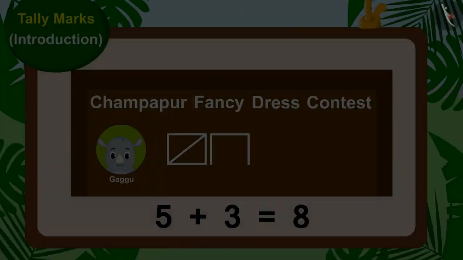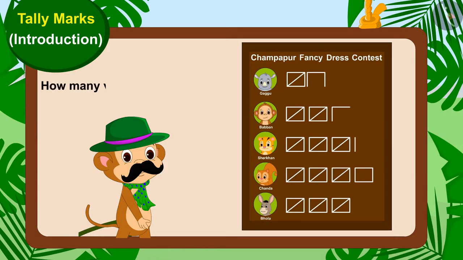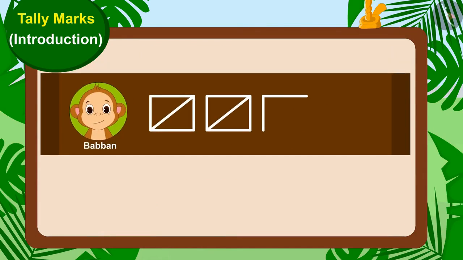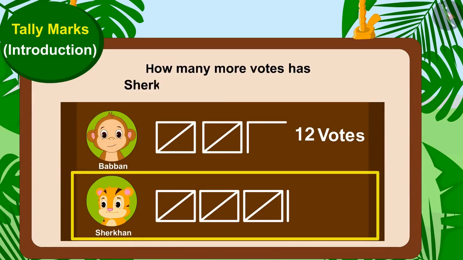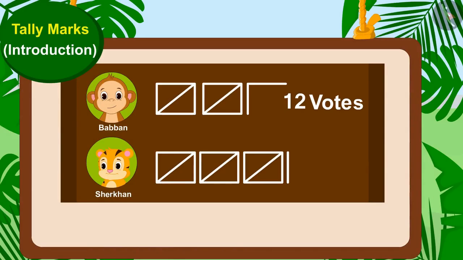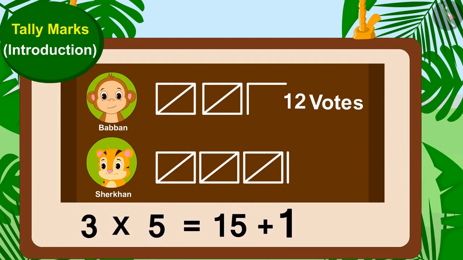8 votes. Children, can you tell us how many votes Babban has got? Yes, absolutely right. There are 2 groups of tally marks and 2 lines in front of Babban's name. This means Babban has got 12 votes. Children, can you tell how many more votes Sher Khan has received than Babban? Sher Khan's votes consist of 3 groups of tally marks and 1 line. Sher Khan has got 3 times 5, 15 plus 1, 16 votes.